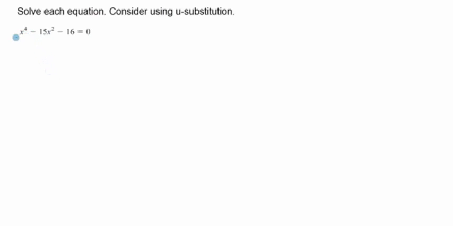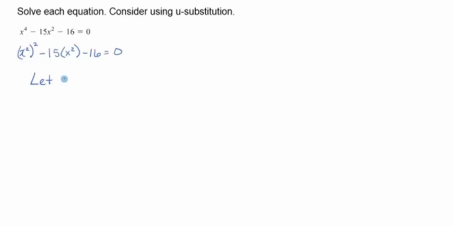Starting out, I've got this equation, but one thing I notice is that I have this x squared, and this x to the fourth can be written as x squared, squared. Just put this in parentheses. It helps your eyes to see what's going on a little better. So we see that we have this thing squared minus 15 times the thing minus 16 equals 0. That is quadratic in type, so we can use our U substitution.